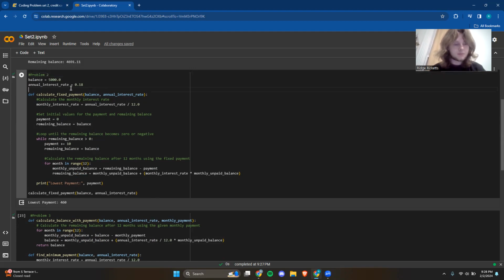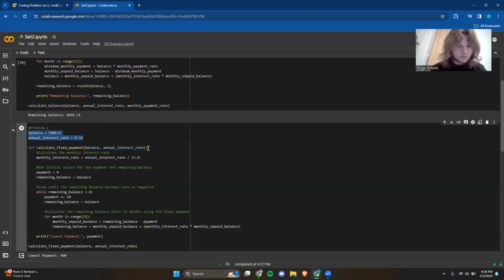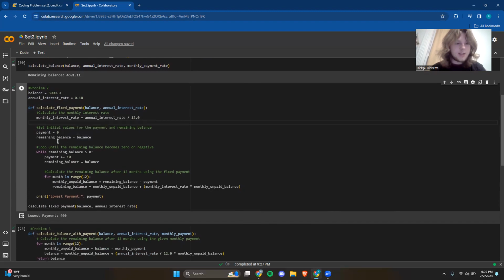So we can go back up here and establish the variables I needed. For this one, we didn't have the monthly payment rate because this one is a fixed rate. Now this one only takes 2 parameters rather than 3, balance and annual interest rate. We get the same kind of effect right here though, dividing it by 12 for the 1 year. And then we set the initial values for the payment and remaining balance right through here.